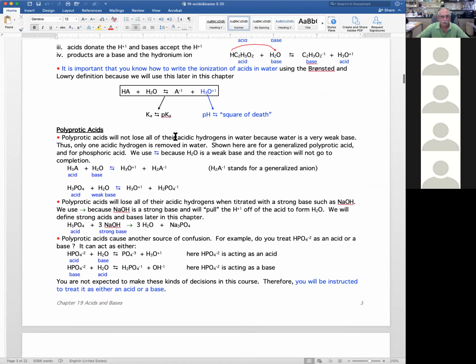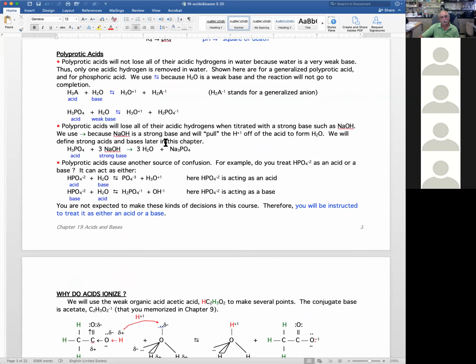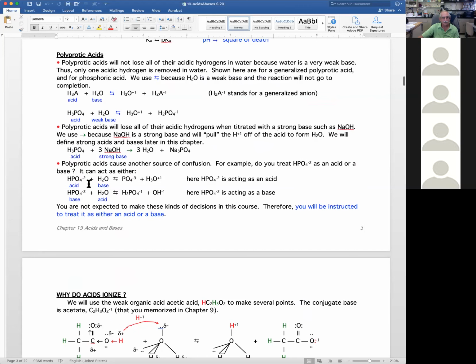When it comes to polyprotic acids, unless you're putting it in with a strong base, which is called a neutralization or a titration, only one acidic hydrogen comes off in water. Okay? And it may not come off all the way. And with polyprotic acids, you got the situation like this. Is this an acid or is it a base? I'll have to tell you which one you'll use for that particular problem.